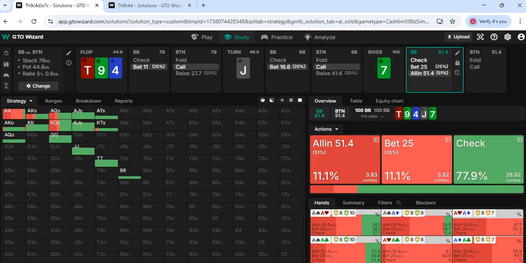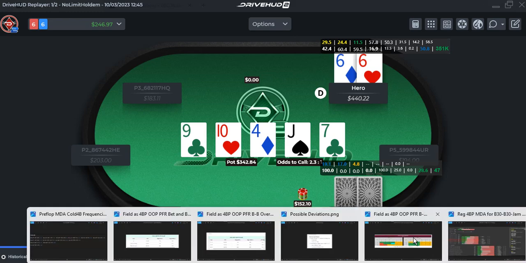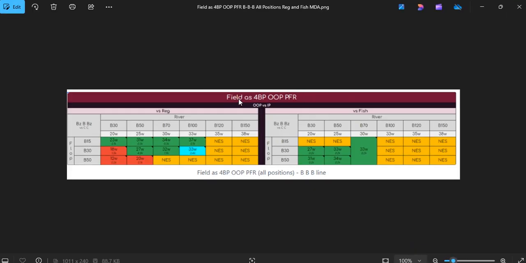Now we have a decision. Now my opponent goes all in. Now we have to think. He goes all in. Do I think a hand like aces and kings will bet this thin? Let's look at data for bet lines for the 4-bet pot out of position pre-flop raiser. This is all positions field as 4-bet pot out of position pre-flop raiser, out of position versus in position.